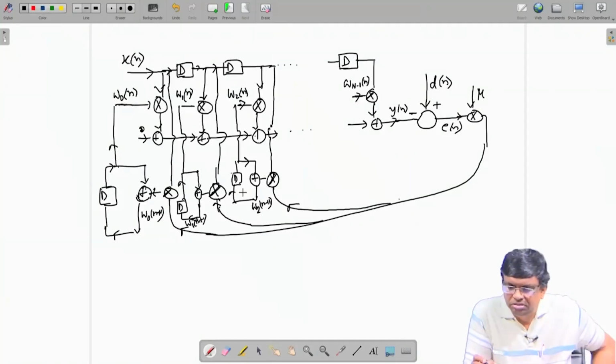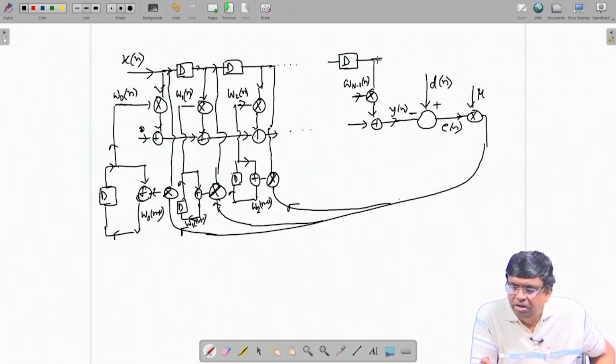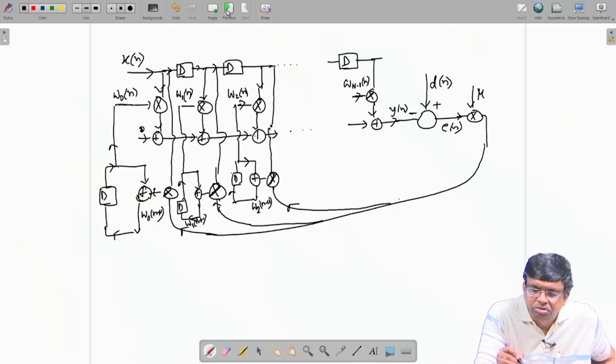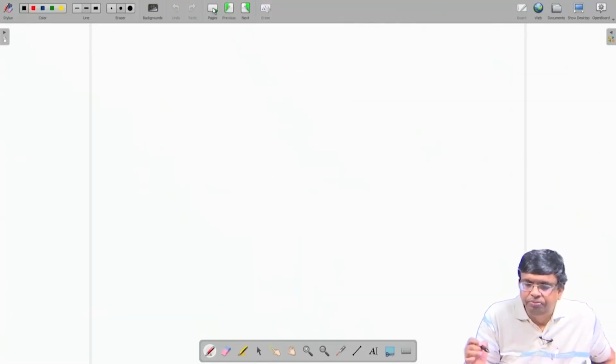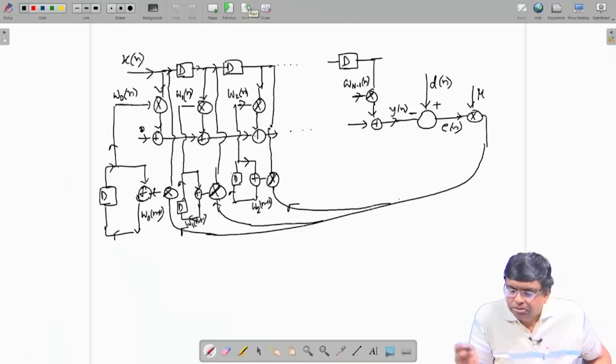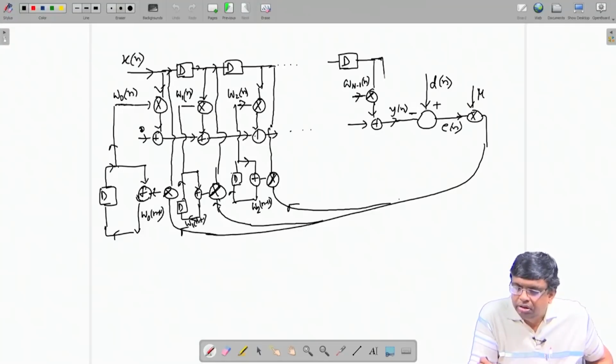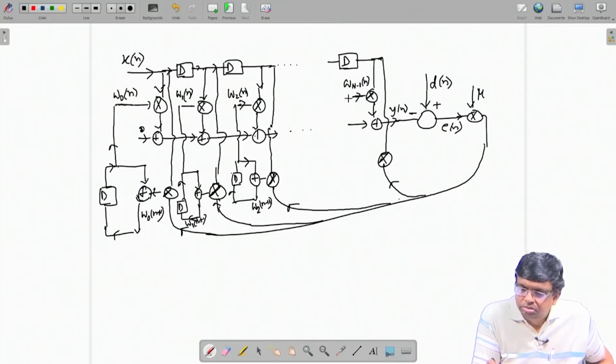And lastly, you can verify or you can even check now. Last coefficient, so this much of x n minus capital N plus 1, that is to be multiplied by mu e n and added with this coefficient. Okay. So, you can take again another tap from here. In this again you can have multipliers. Same structure.